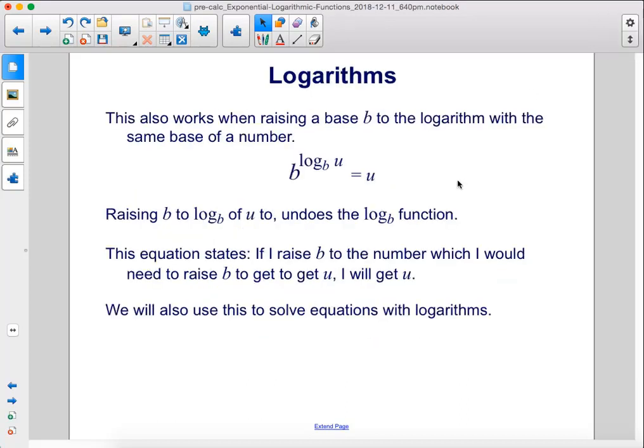This also works when raising a base b to the logarithm with the same base of a number. b raised to the power of log base b of u equals u. Raising b to log base b of u undoes the log base b function. This equation states, if I raise b to the number which I would need to raise b to get u, I will get u. We will also use this to solve equations with logarithms.